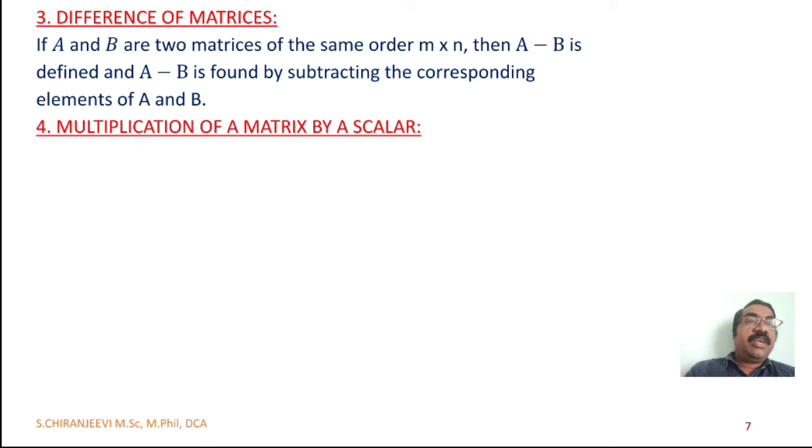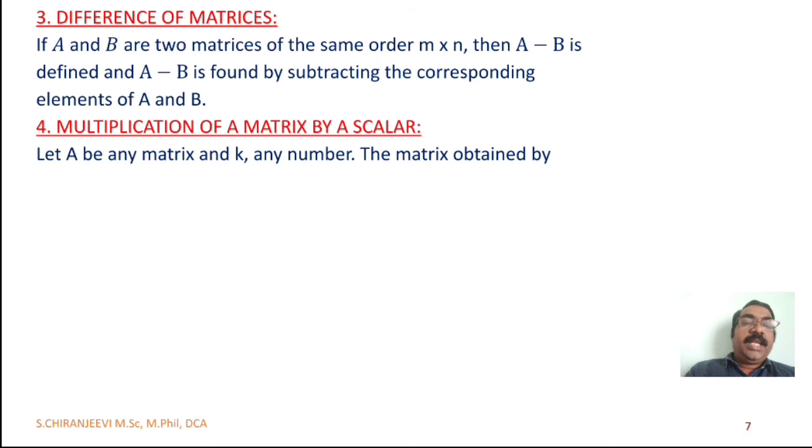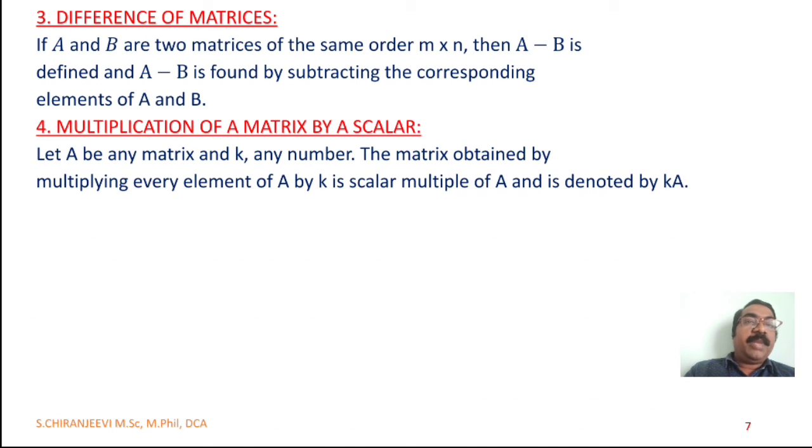Fourth one, multiplication of a matrix by a scalar. Let capital A be any matrix and K any scalar. The matrix obtained by multiplying every element of A by K is the scalar multiple of A, and it is denoted by K into A, which is nothing but we need to multiply the scalar K with each and every element in the matrix.